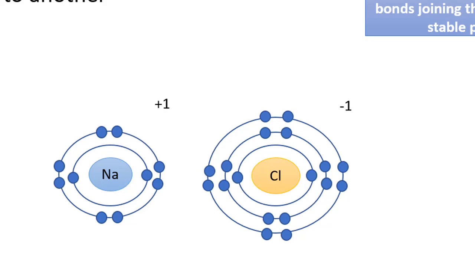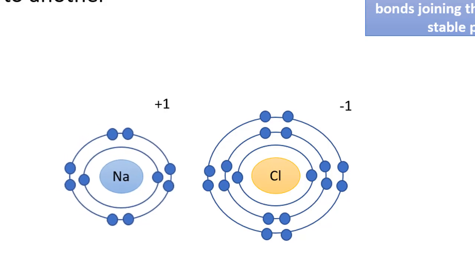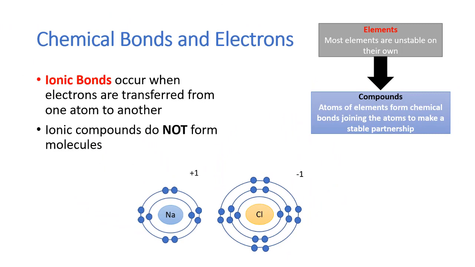Well, what happens to oppositely charged particles? They're going to attract to one another. When that happens, an ionic bond is formed. Ionic compounds do not form molecules. Molecules are strictly in relationship to covalently bonded compounds.